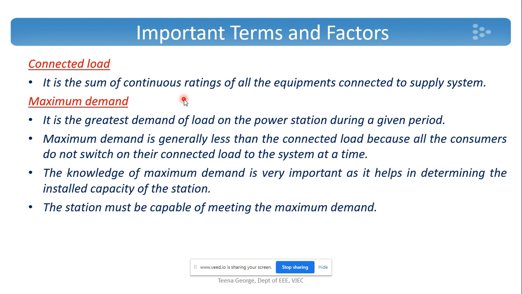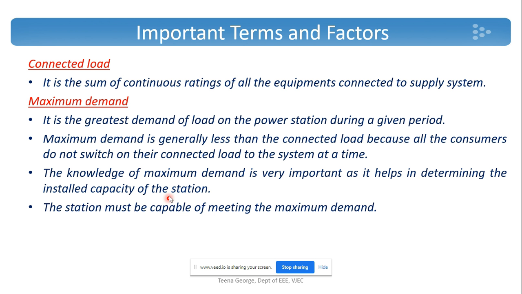And maximum demand is the maximum load occurring in a certain period of time. So maximum demand is usually less than the connected load because all the consumers will not switch on their connected load at a time.